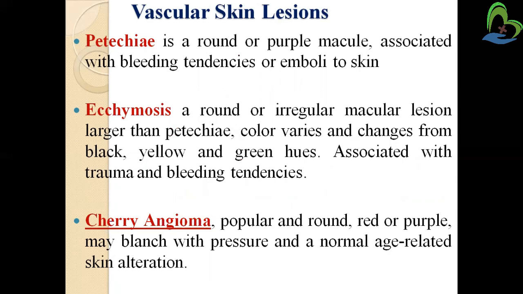The next one is ecchymosis. It is a round or irregular macular lesion larger than petechiae. Color varies and changes through black, yellow and green hues, and it is associated with trauma and bleeding tendency. These are all symptoms you can also see in liver disorder. Then the next one is cherry angioma. It is papular and round, red or purple, may blanch with pressure, and is a normal age-related skin alteration.